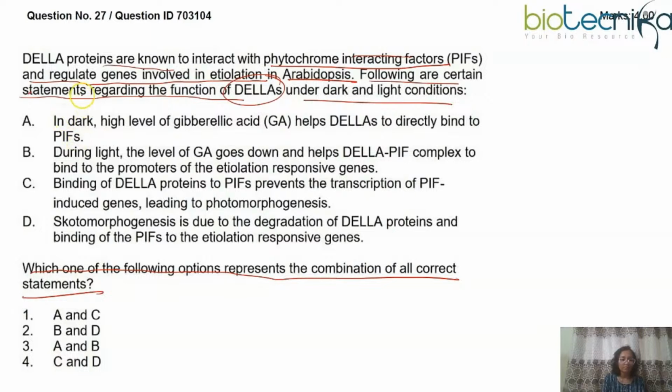The first one: in dark, high levels of gibberellic acid help DELLA to directly bind to PIFs.